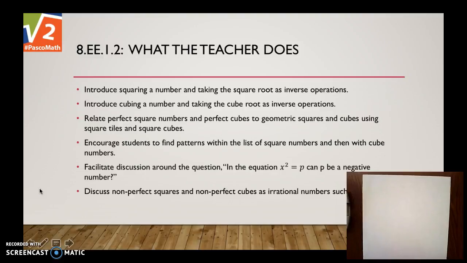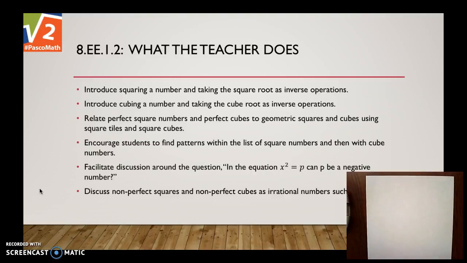So let's look at what the teacher should be doing. The teacher can introduce squaring a number and taking the square root as inverse operations, and then also taking the cube root and cubing a number as inverse operations. So those are operations that undo each other. Relate perfect squares and perfect cubes to geometric squares and cubes using square tiles and cubes. Again, we want to see some hands-on learning going on there. And then also encourage students to explore patterns in a list of square and cube numbers.